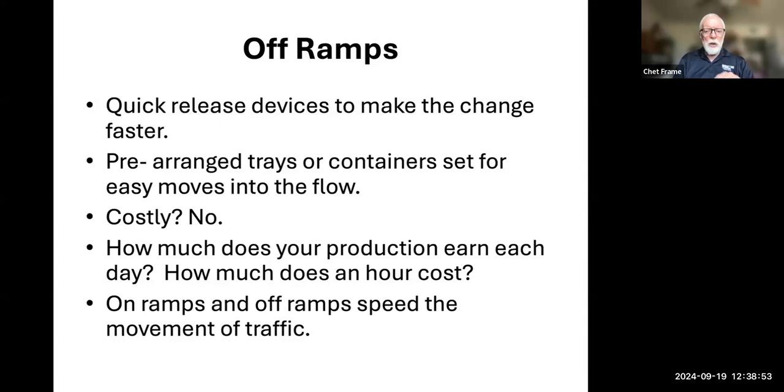How much does your production earn each day? And this is one of the ways that you start to get people interested in off-ramps. Let's say your plant earns, let's make the numbers round to make it easy for my mental math, $100,000 a day. And we'll say that a day is 10 hours. So you're making $10,000 an hour off the plant. If you have a line that's down for an hour, it costs you $10,000.